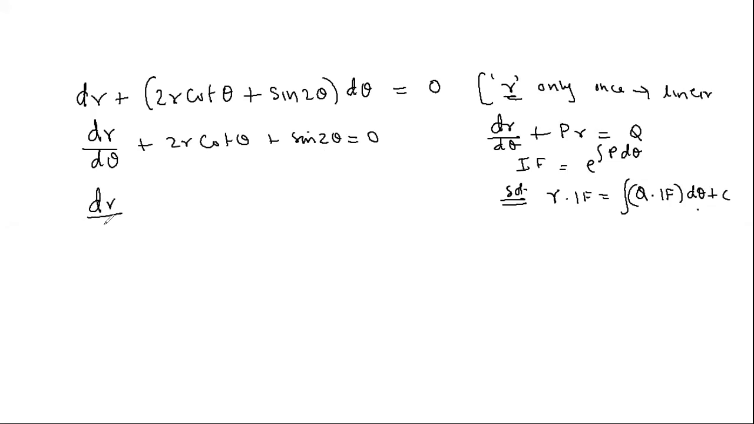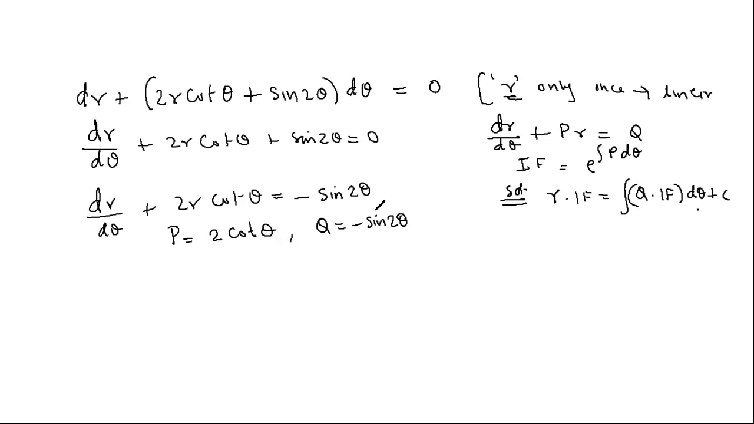I'll write a little more steps. 2r cot theta minus sin 2 theta. So P is, what is P here? Is it cot theta or 2 cot theta? Yes, sir. Yeah, you are busy solving, I know. So I'm going to wait for you.